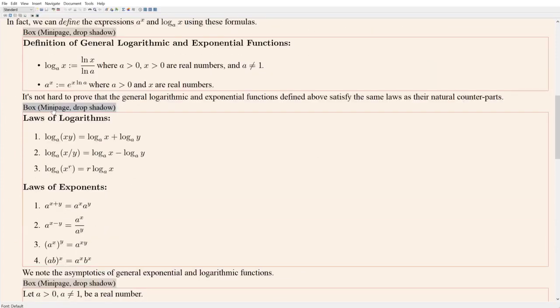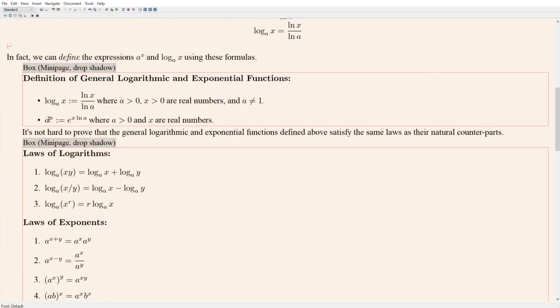It's actually easier to take these general expressions and just define them in terms of the natural expressions. That's another reason why we would call ln and e natural expressions, because they arise from another source, from a natural source, from the fundamental theorem of calculus.